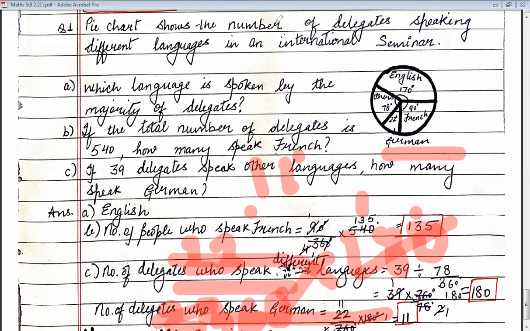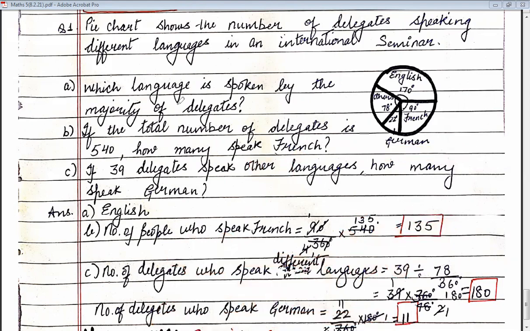That is 11. Okay. Now, children, your pie graph is really easy, but concentrate on this question. You can have a look at this question one more time.